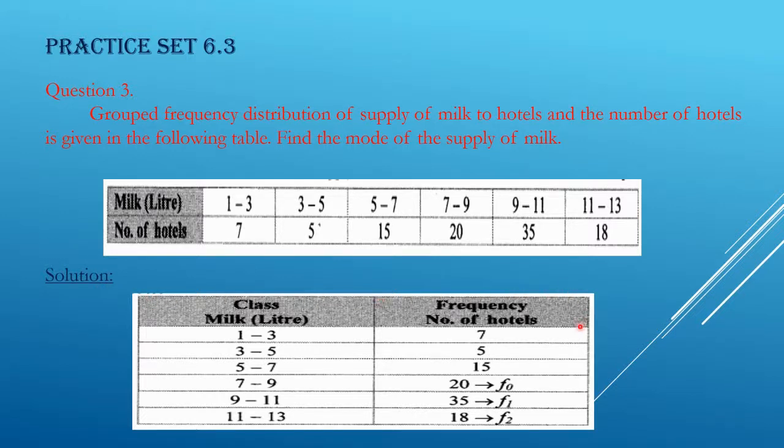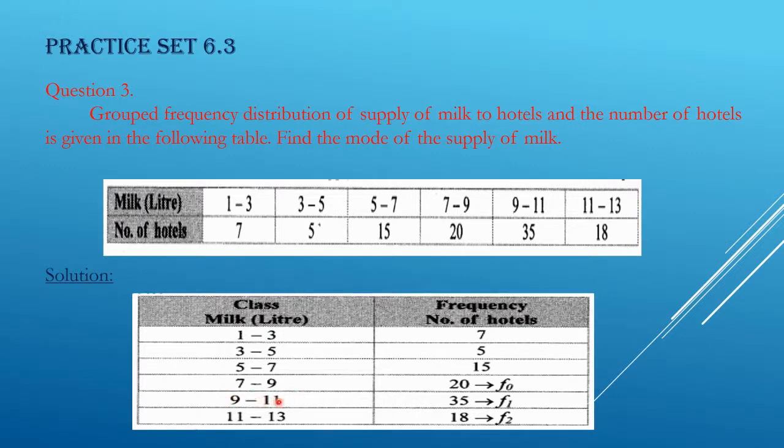The first column is the class and the second one is the frequency. The first column: 1 to 3, 3 to 5, 5 to 7, 7 to 9, 9 to 11 and 11 to 13. Second column, frequency: 7, 5, 15, 20, 35 and 18. In this table, the maximum frequency is 35, in the class 9 to 11. Therefore, the modal class is 9 to 11.